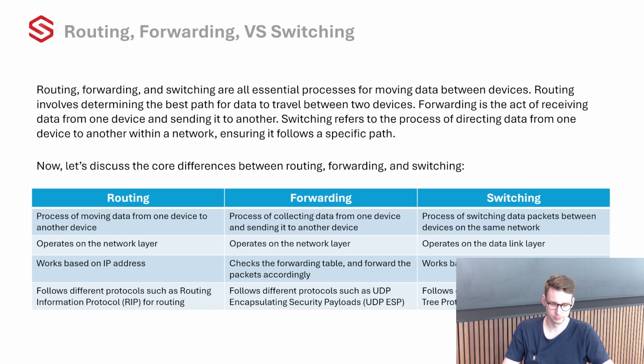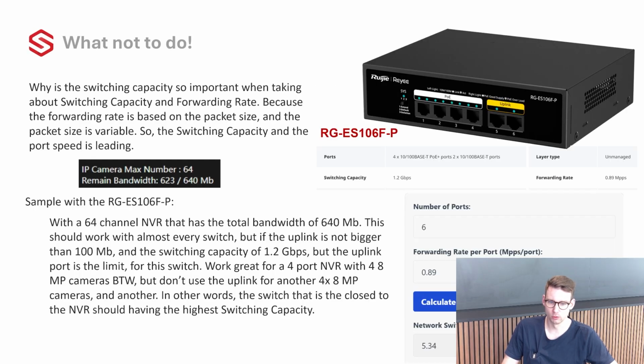Let me just check if I've covered everything. Just a little example of the performance impact here. A switch with a high switching capacity but a low forwarding rate might struggle with small packets, while a switch with a high forwarding rate can handle a large number of packets efficiently, even if they're small. This is just additional information to routing, forwarding, and switching, to give you an idea of what the switch is actually doing in our network. Great. Then let's go on to the next slide.